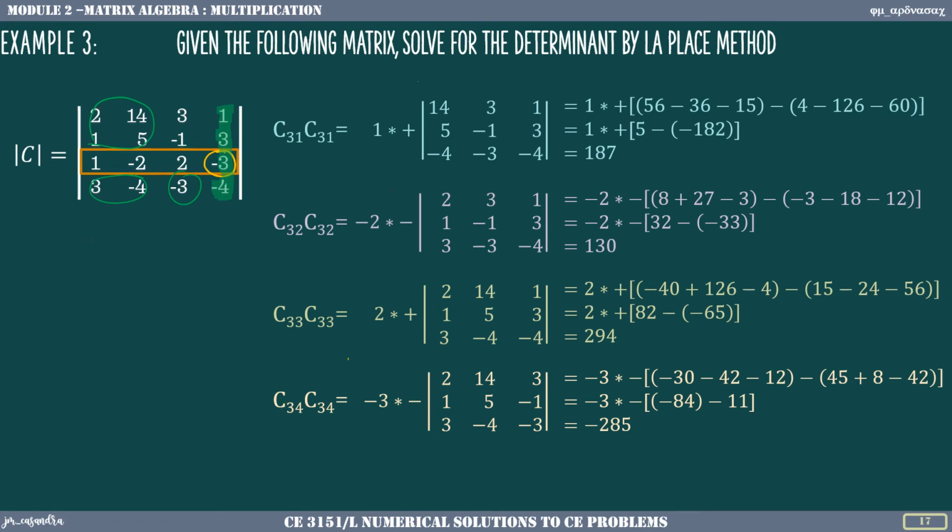So from here, we add up now our computed values, 187, 130, 294, and negative 285, which will give us a value of 326. So therefore, the determinant of matrix C is equal to 326, which is again the same as the value we have computed using the pivotal element method.